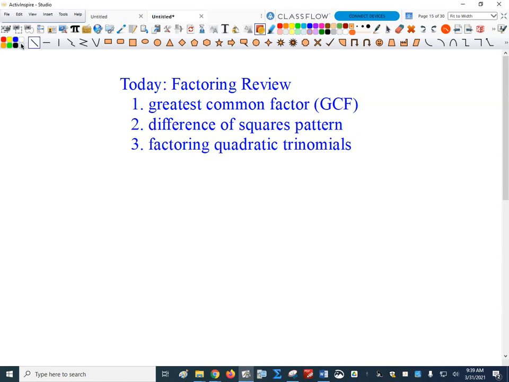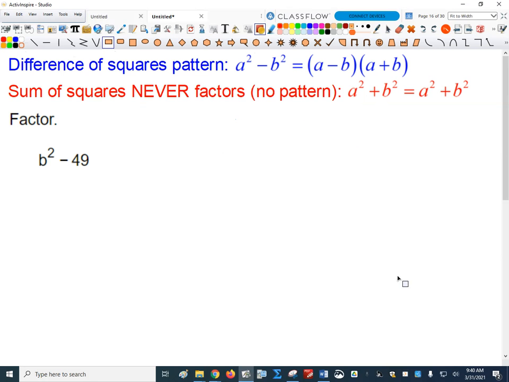Okay, so now if we take a look at the next issue, we kind of reviewed how to deal with greatest common factors, how to undistribute or factor out the greatest common factor. Now, difference of squares pattern.